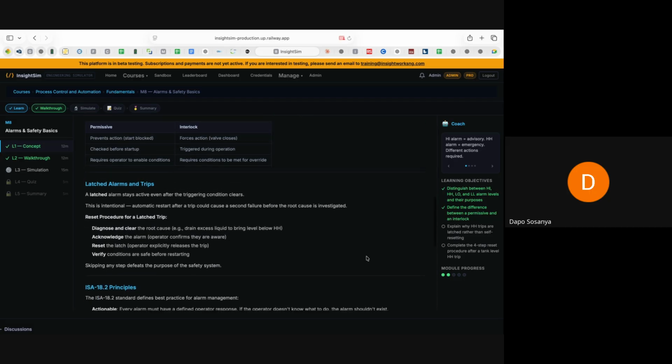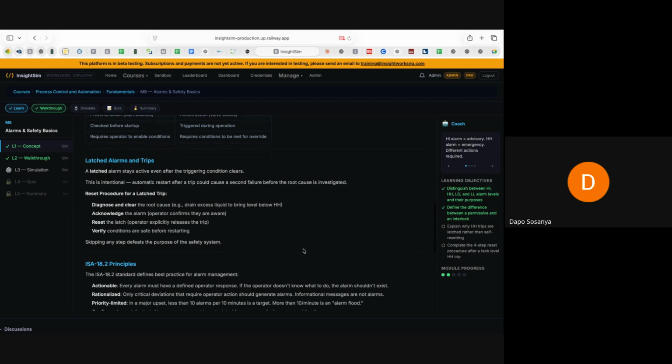So we have latched alarms and trips. A latched alarm stays active even after the triggering condition clears. This is intentional. Automatic restart after a trip could cause a second failure before the root cause is investigated. So you can see the reason for that latch information in the PLC program, right?